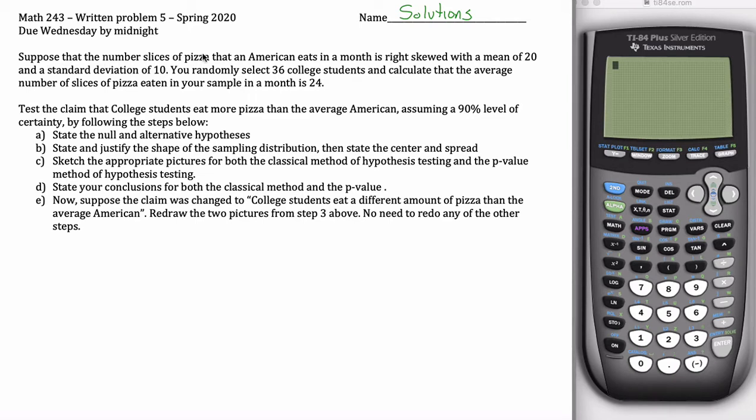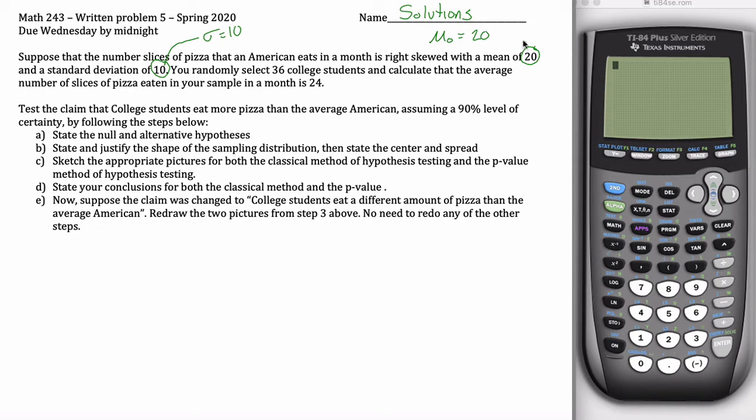So suppose that the number of slices of pizza that an American eats in a month is right skewed with a mean of 20 and a standard deviation of 10. So maybe we can start by giving symbols to these two numbers. This standard deviation refers to the entire population, the population standard deviation, so it's sigma. Sigma is 10. And then this average refers to the population as well, so you're probably thinking the symbol we should use is mu. But we're going to save the symbol mu to mean something else. So the symbol that you'll use for these is mu naught.